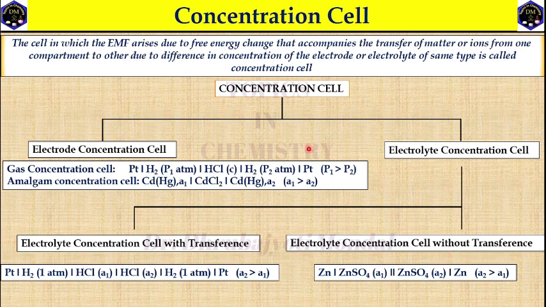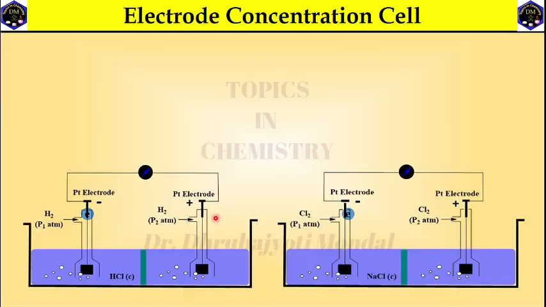So these are the different types of concentration cell: electrode concentration cell, electrolyte concentration cell with transference, and electrolyte concentration cell without transference. Now you have to know electrode concentration cell. Here is the electrode concentration cell, and you can see two diagrams. In the first diagram, this is the hydrogen electrode. This is the platinum, and you are passing the hydrogen gas here. You can see the pressure of the hydrogen gas is P1 atmosphere.